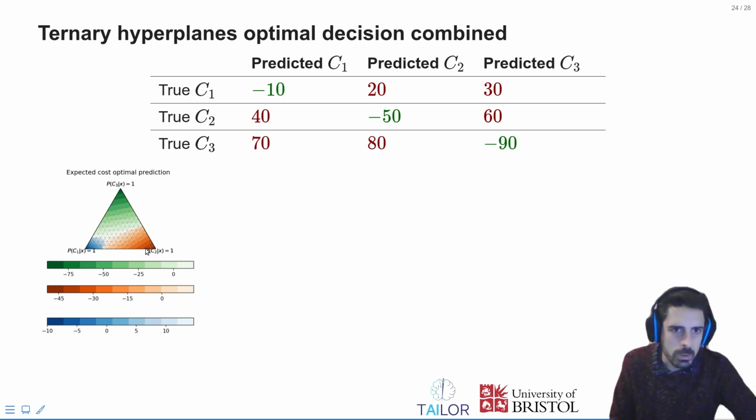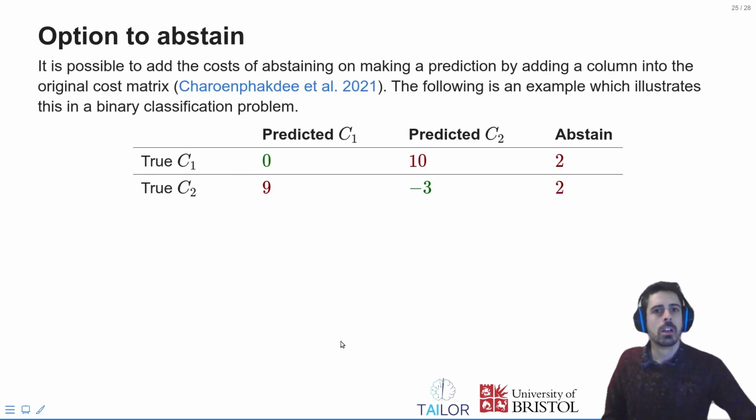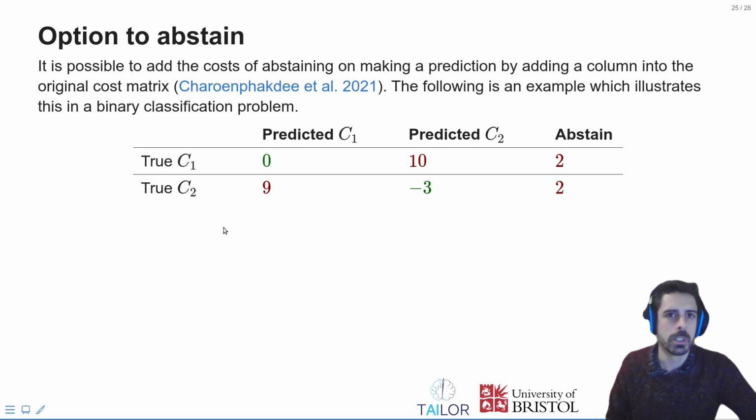We can do the same with all of them, and we can imagine that there is a decision boundary here, here, and here that determines which combination of probabilities makes an optimal decision on one side or the other. This is not a ternary problem, but it is similar.